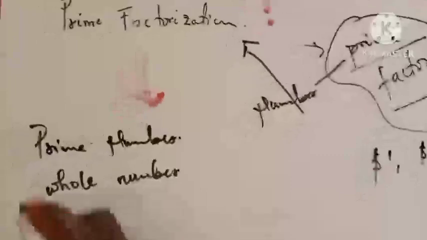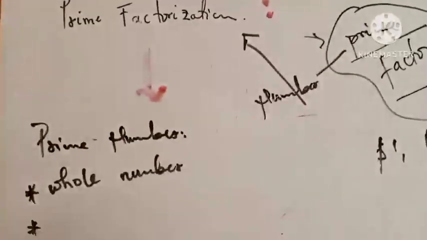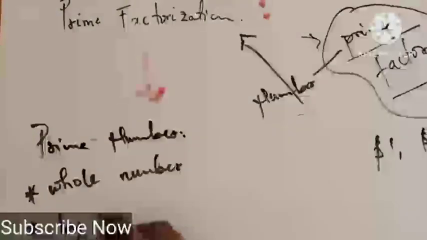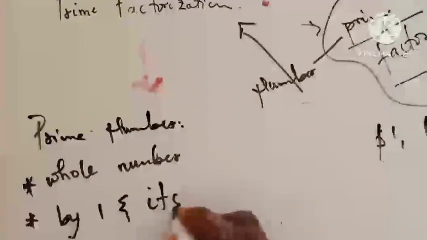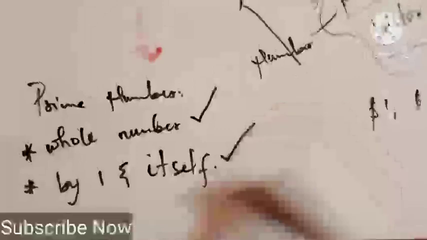Which can only be divided. So one, it must be a whole number, right? So two, it can only be divided by 1 and itself. I believe some of you have come across these things here. Is that okay? So a whole number is 1, and then 2, you can only be divided.